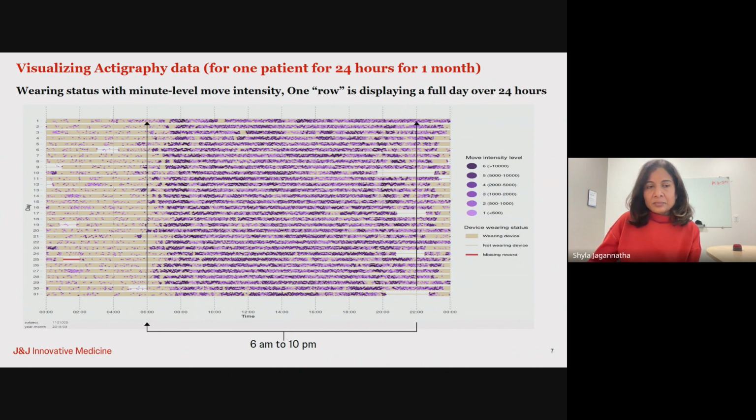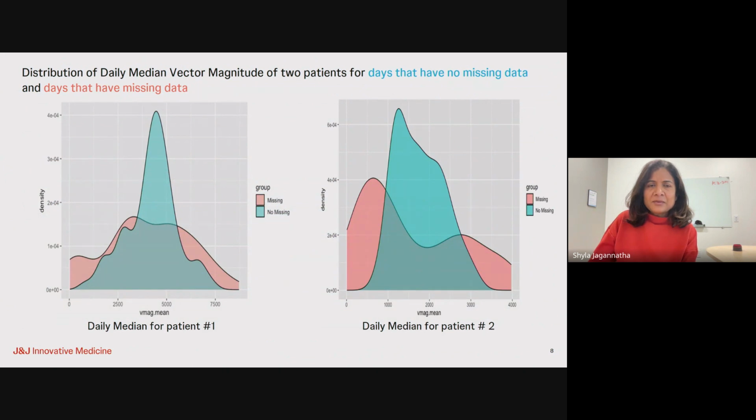And then if you look at the left part, there's a red line that indicates that there was a missing record. So there was no signal from the device. If you look at this for all the patients, we decided that if you look at data from 6 a.m. to 10 p.m., we are capturing activity of most patients during their awake and wear time. And so for our work, we will focus on this time period. But this subject, you can see, did not have that much missing data. It was pretty good. Okay, next slide. I can come back to this in the interest of time. Let me move on to the next slide.